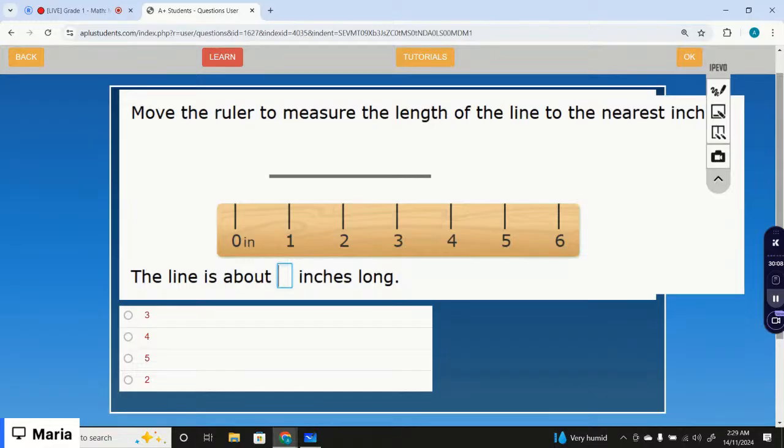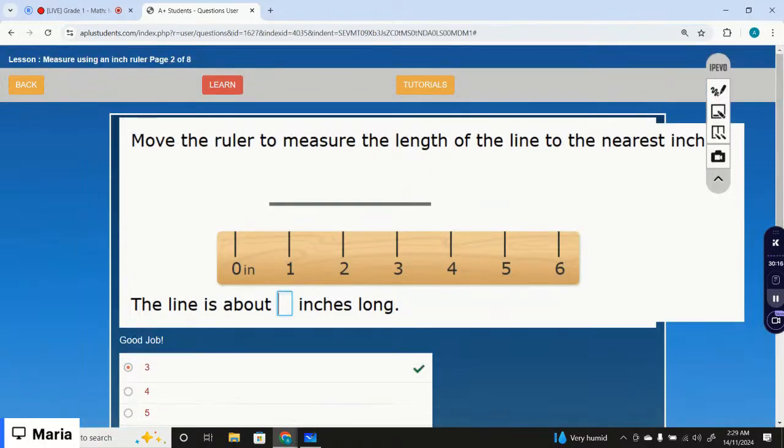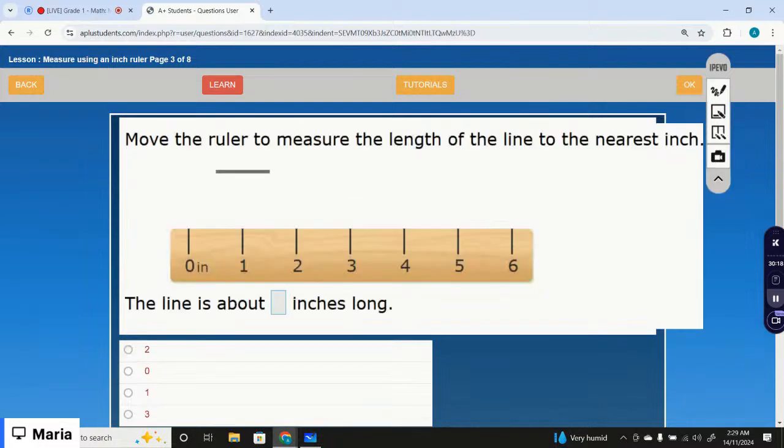That is 3 inches. The correct option is very good. Move the ruler to measure the length of the line to the nearest inch. So which is the correct option?